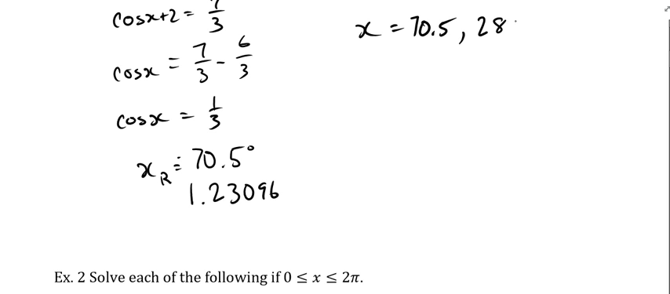So 289.5. You don't have to list the quadrants necessarily. You can if you want. In some cases, we will kind of do it separately. But I've got 2 answers.